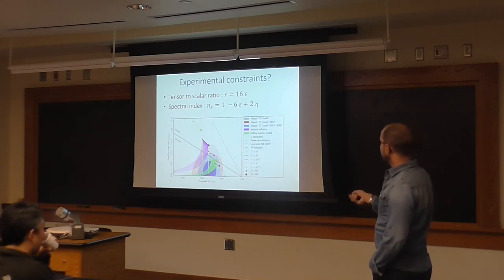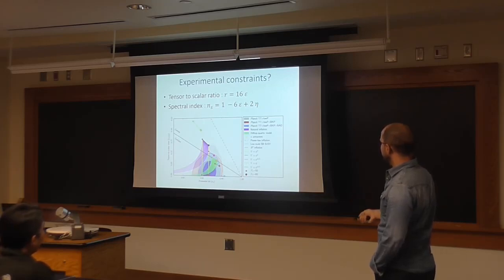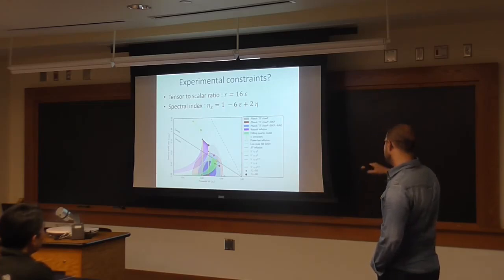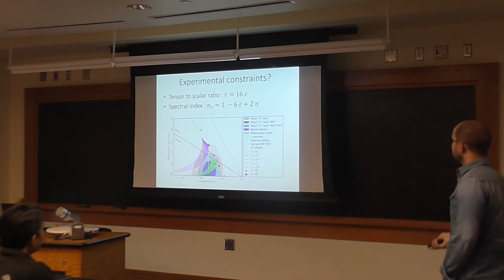So you see that depending on the value of this N star, which is here, you might be at different places for a certain potential. Different colors correspond to different potentials. And all of the Starobinsky plateau-like inflation models, which have a very flat trajectory, are found here. That's what I want you to be aware of.